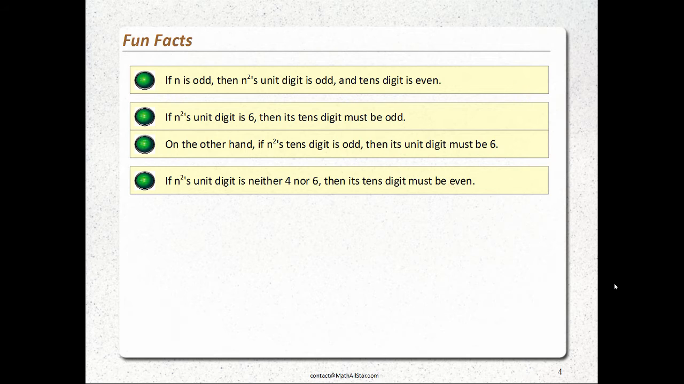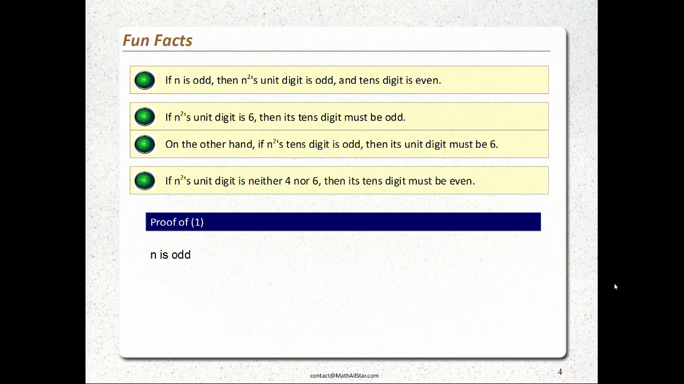Finally, if n squared's unit digit is neither 4 nor 6, then its 10th digit must be even. Have you ever noticed these interesting facts? They can all be proved using a similar approach as we did for the previous example. Here we just prove the first fact. The remaining conclusions will be left as your homework.